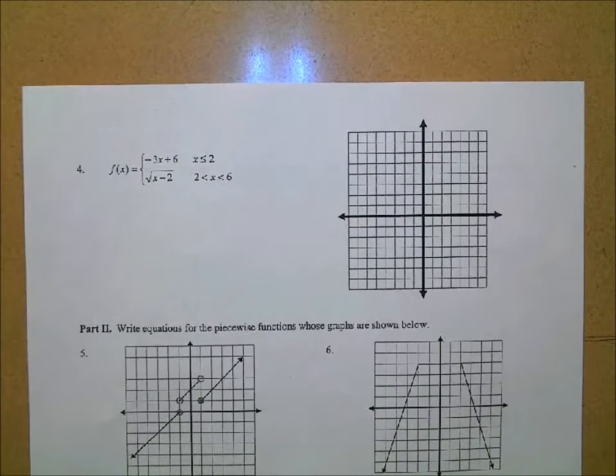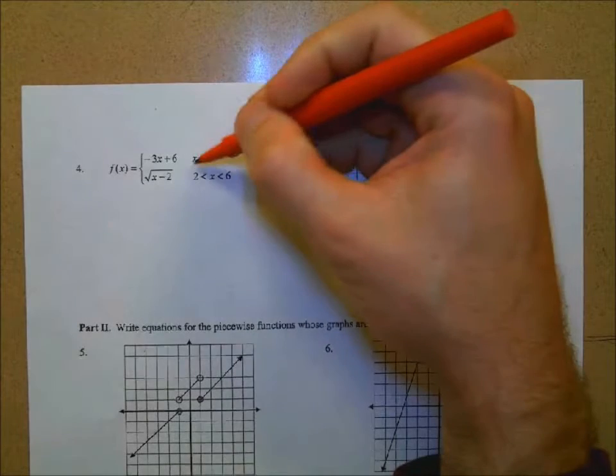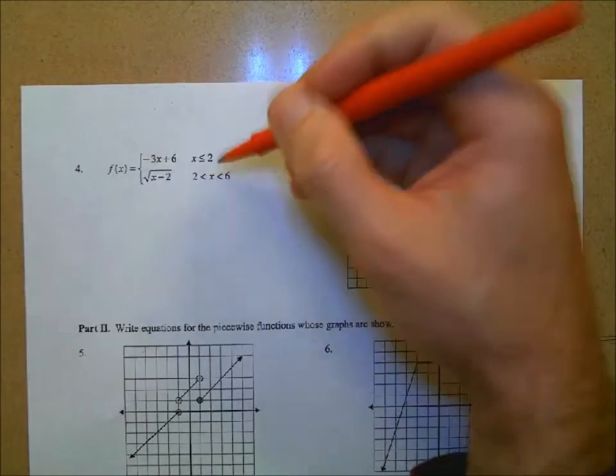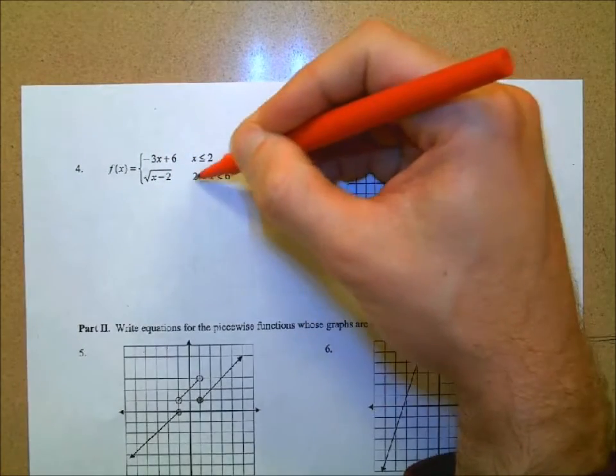Number 4, we're going to take the piecewise function there. F of x is 2 pieces. For x values less than or equal to 2, it's negative 3x plus 6. And then for the square root, we're only going to do x values between 2 and 6.